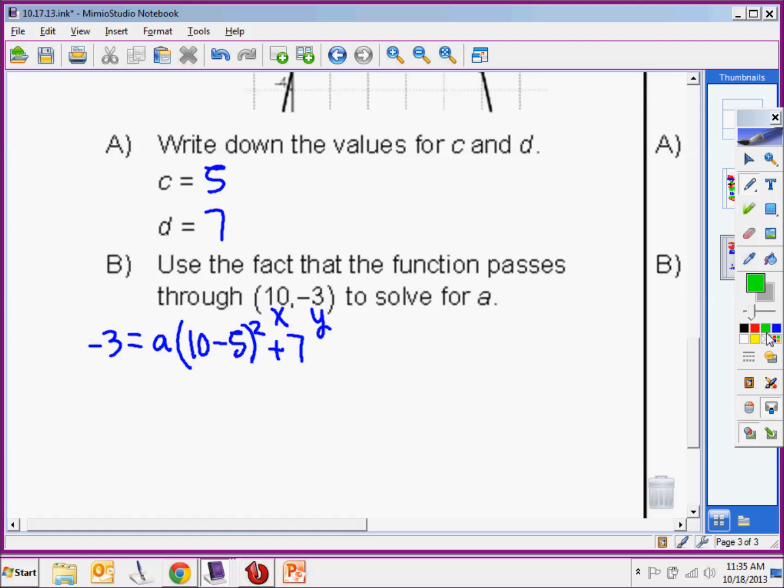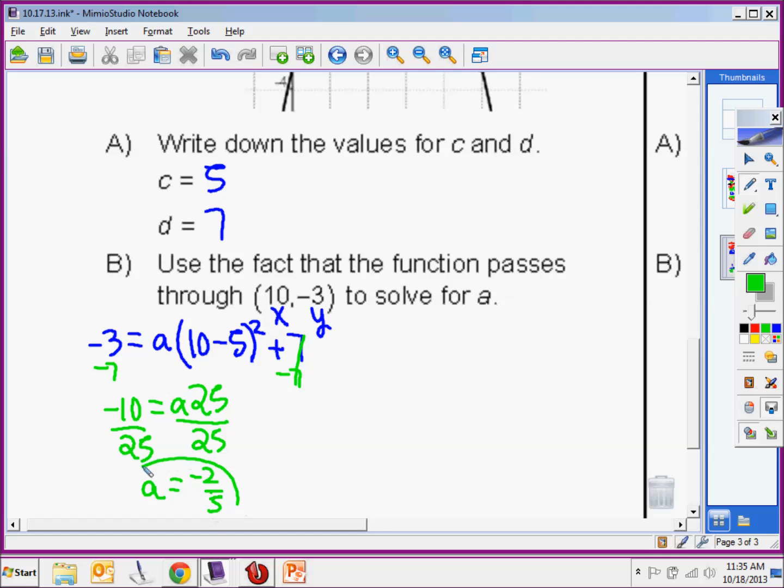How do I get a by itself? I'm going to subtract 7. What I do to one side, I must do to the other. So negative 3 minus 7 is negative 10 equals a, parentheses... Oh, I'm sorry. What's 10 minus 5? And what's 5 squared? What's left? Divide by 25. So what is a? Negative 2 over 5.